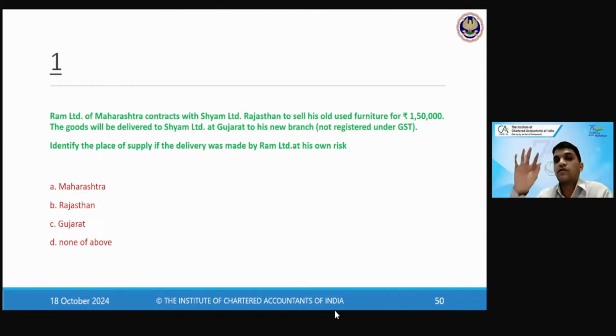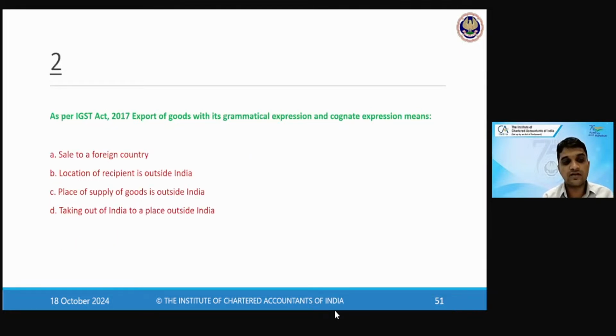Because in terms of goods, the place of supply for goods is the location where the goods are actually terminating. That is where they are ending the supply. Here, Ram Limited is in Maharashtra. He has agreed that he will deliver it to Sham Limited at their new branch office at Gujarat. So the place of supply will be Gujarat itself.